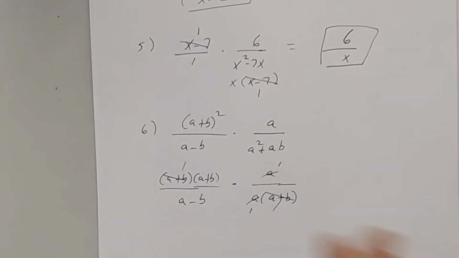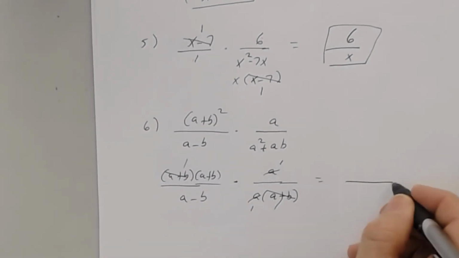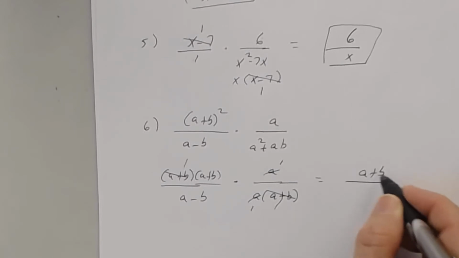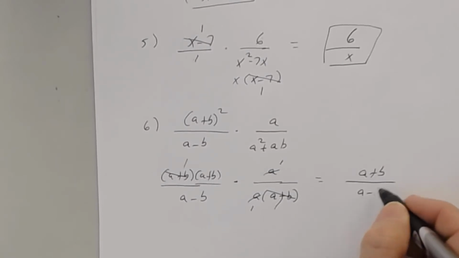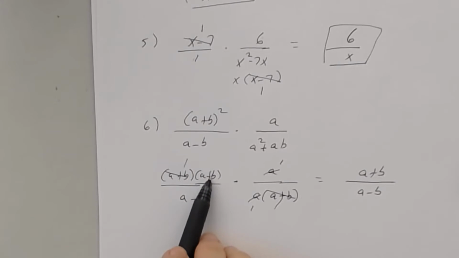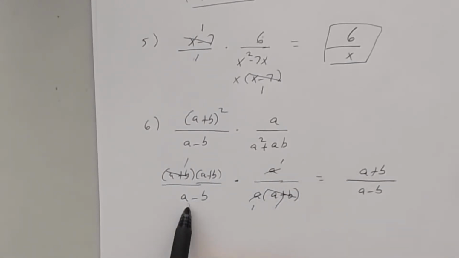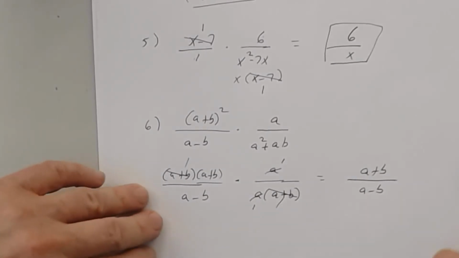Now the next step is to multiply your numerator and denominators out. So what's going to be the numerator of your answer? A plus b. What about your denominator? A minus b, because 1 times a plus b times 1 is just a plus b. A minus b times 1 is a minus b. All right?